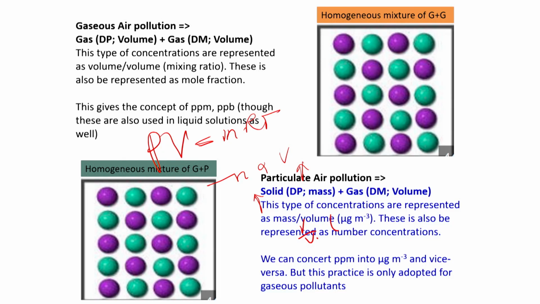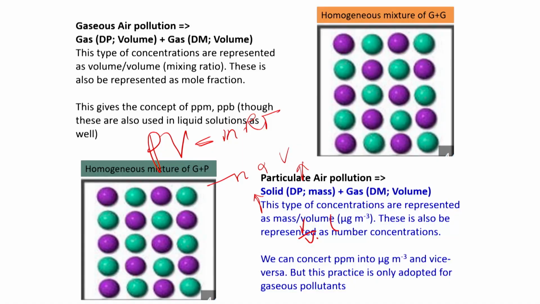Now, this is another thing that you must remember here. If volume becomes the liquid case, you just take mass as the solid and volume in liquid, liter or ml. So, it will be gram per liter or microgram per liter or something like that. The same thing in a liquid system can be reported as ppm. Okay. So, this is very important here, that if you see the last line, we can convert ppm into microgram per cubic meter. You can actually convert and vice versa, but this practice is generally adopted in the case of gaseous pollutants, not in the case of particulate matter pollutants.